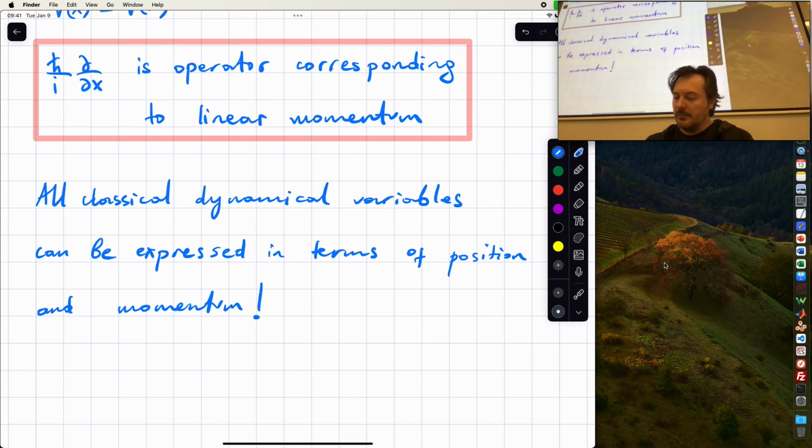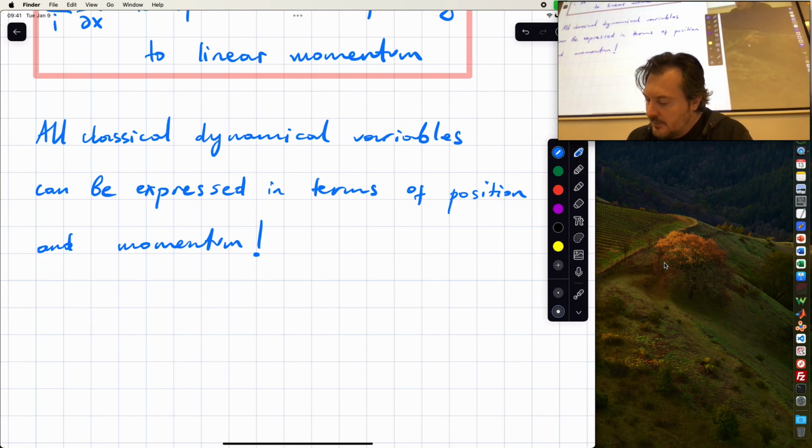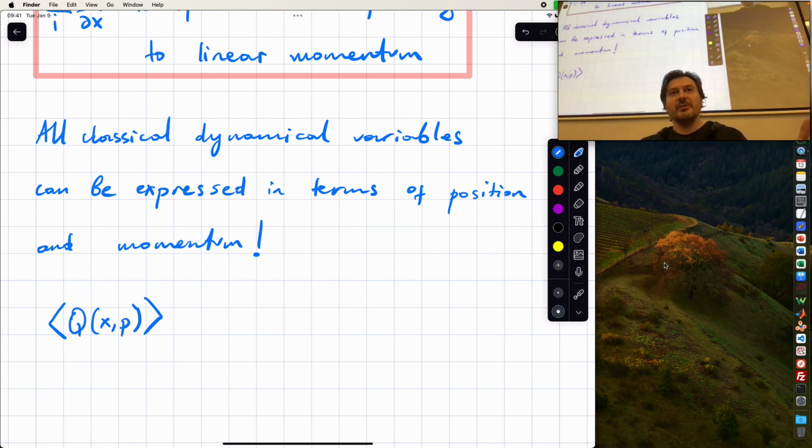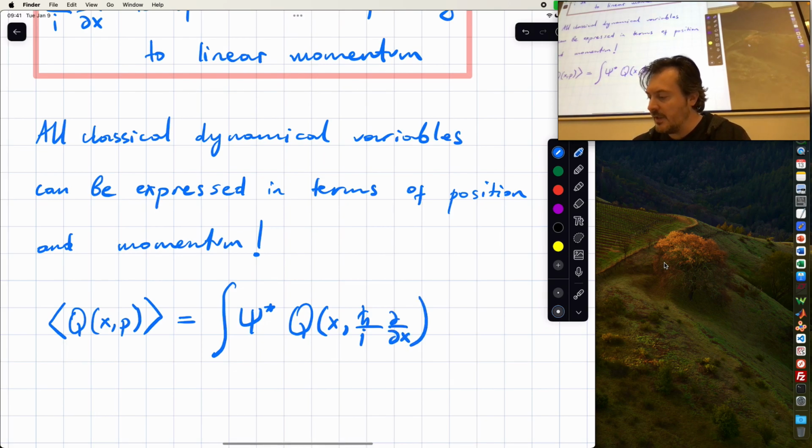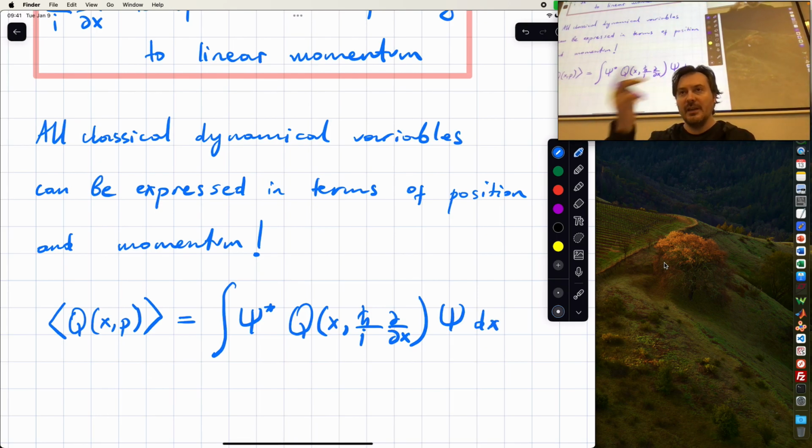Okay, what does that mean? Let's say you want to find the expected average of some classical variable. It could be kinetic energy, could be Lagrangian, could be whatever. Okay, potential energy. But the sentence here claims that every such variable can be represented by position and momentum, right? So what you can do is find the expected average of any such quantity by representing it in terms of x and h bar over i del over del x. So wherever you see x, you replace it by x. Wherever you see p, you replace it by h bar over i del over del x.